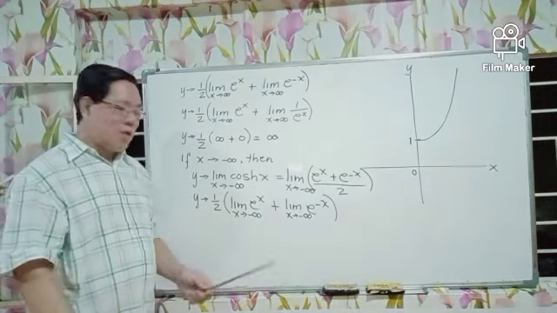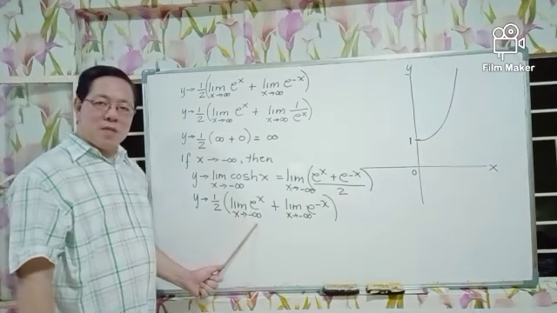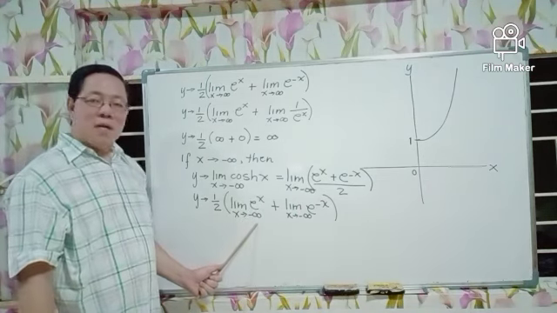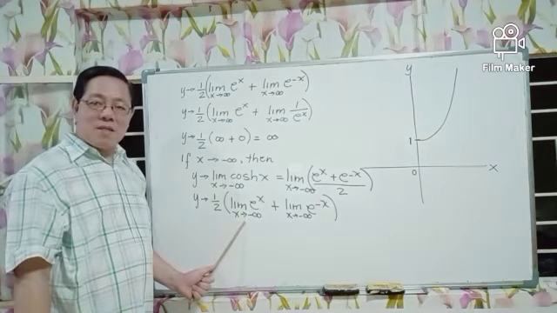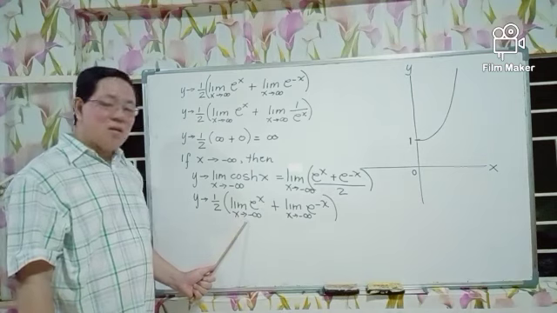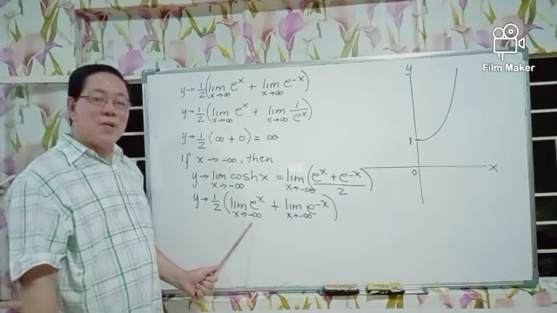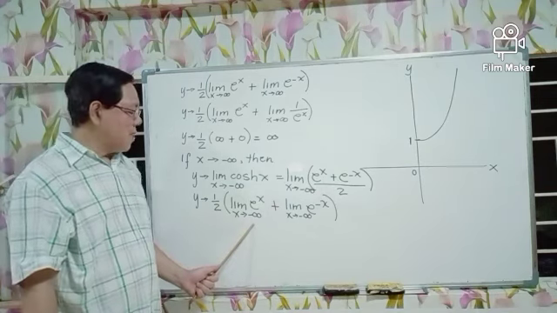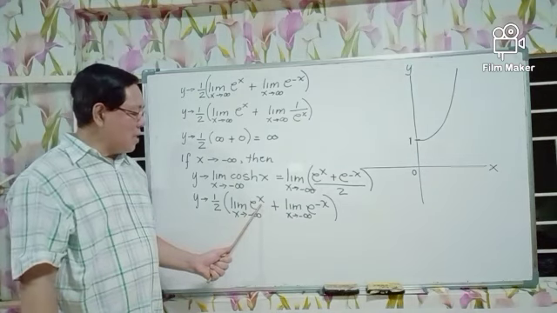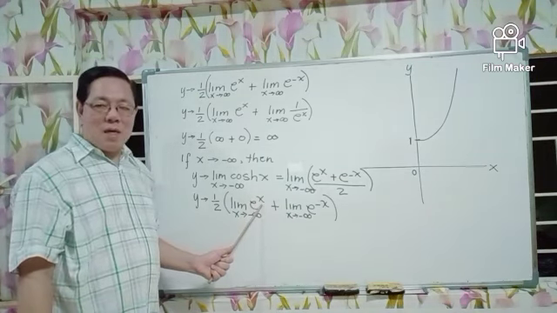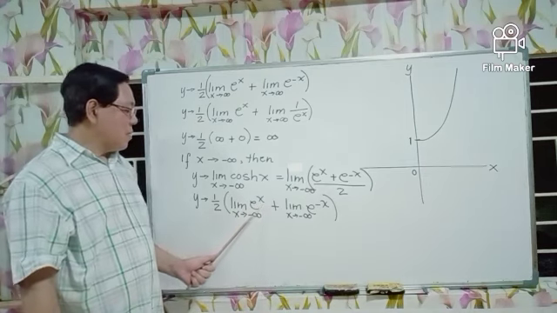Now we examine each limit in this sum. The limit of e to the x as x approaches negative infinity is 0, because the values of x here are negative, and those values of x are getting smaller and smaller through negative values. So if the value of x is negative, you have e to a negative number, and that is equal to 1 over e to that value of x.